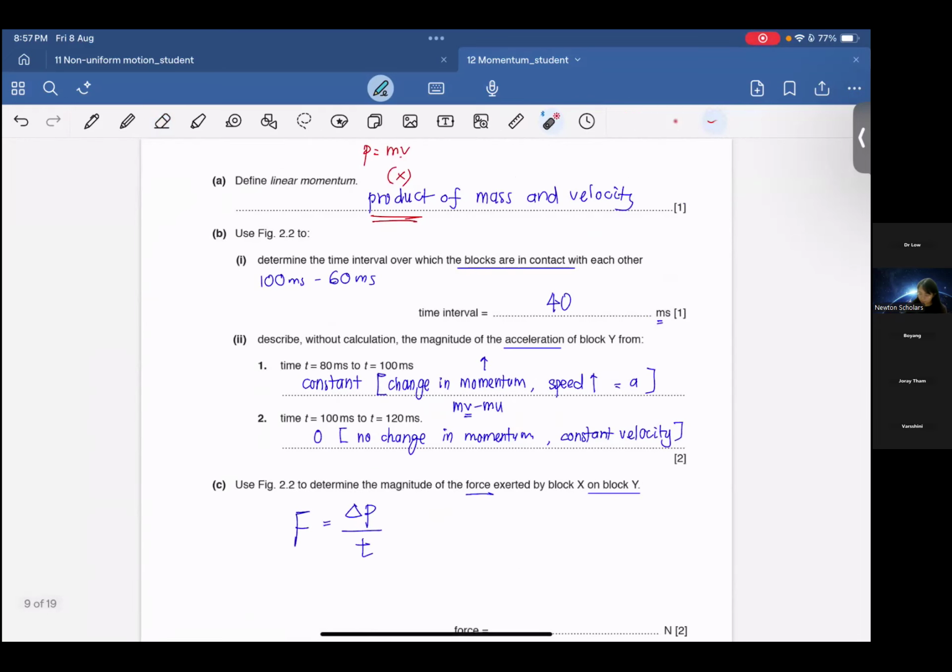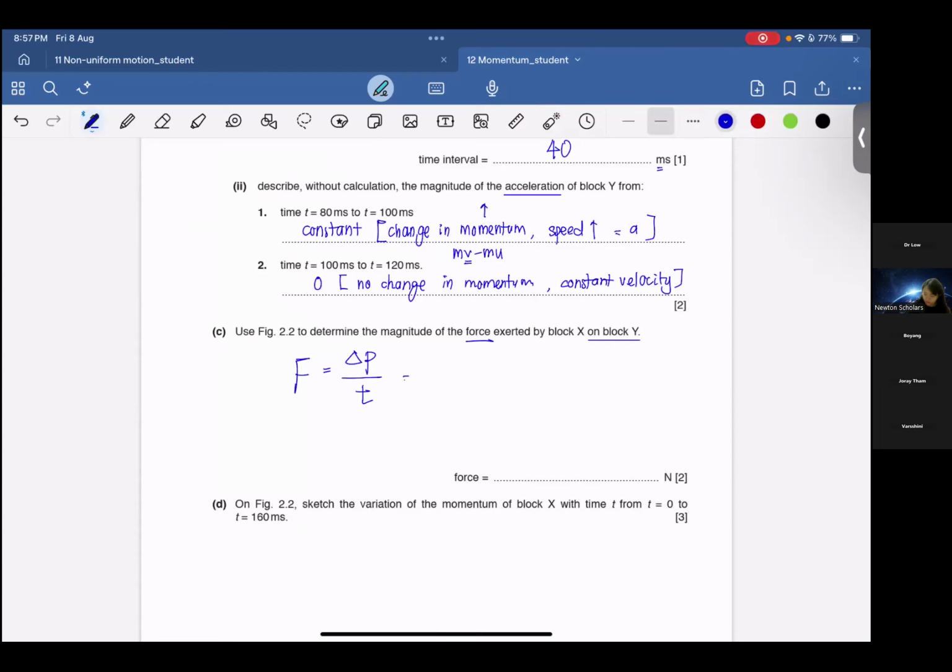So here, if you're using the gradient, 0.50 divided by 40 times 10 to the power of negative 3. 40 millisecond, where m is times 10 to the power of negative 3. So your answer should be 13 Newton. Correct, Vashini, yes. So 13 Newton. When they ask you to get information from a graph, basically we can think about the gradient or the area under the graph, and check what information we want.